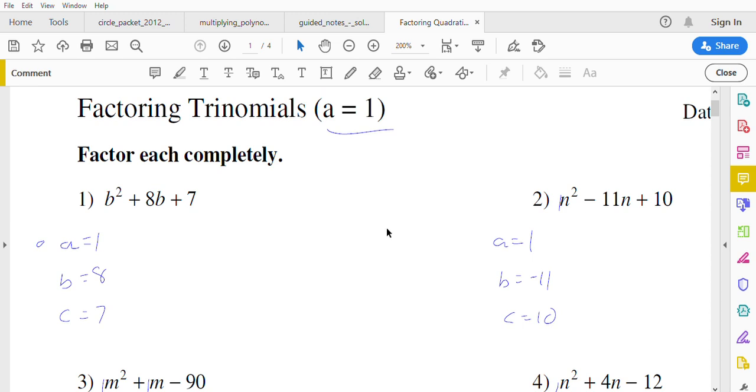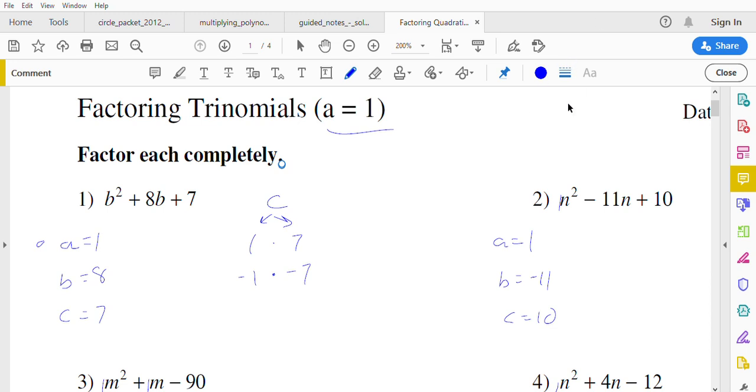Now, if a is equal to 1, then we can start saying some things. We can start saying, hey, what is my c term equal to? Well, my c term is 7. What I want is all the ways I can multiply to make 7. Well, there's 1 times 7, right? And don't forget there's also negative 1 times negative 7.